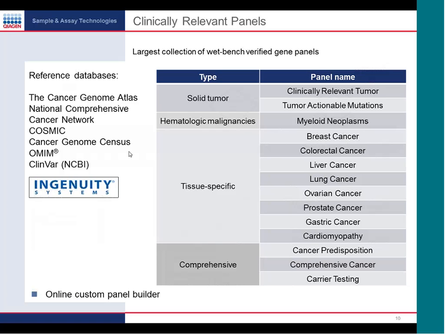But we also understand that one size doesn't fit all. And in that case, we have the ability to provide a custom panel builder. So we have an online custom panel builder, where you can go online on our QIAGEN.com and put in any genomic region or any gene, and you can design the panel specific for your need.